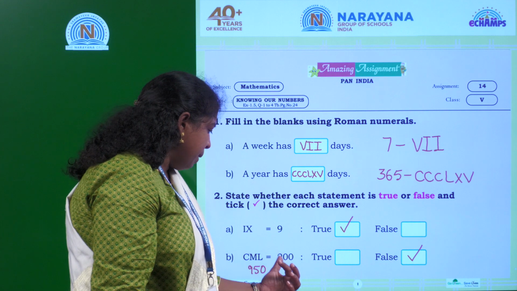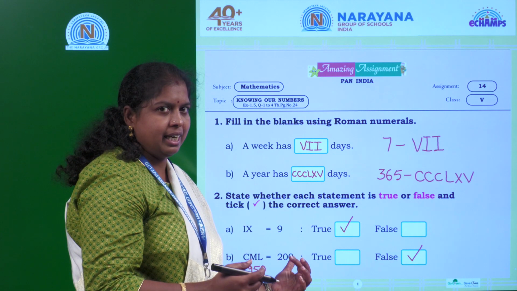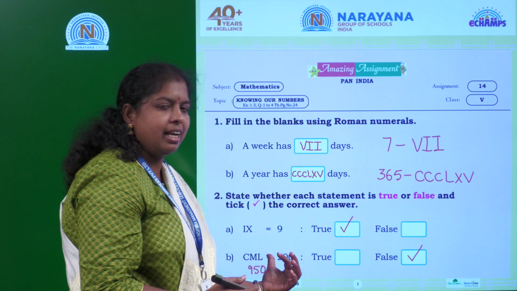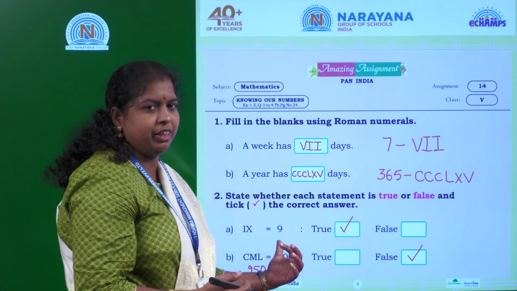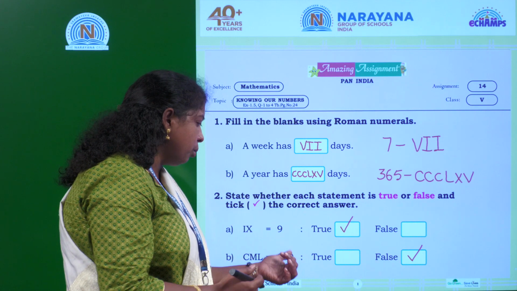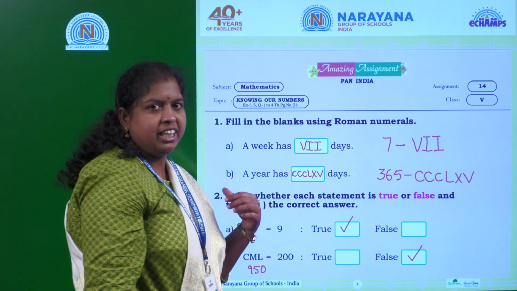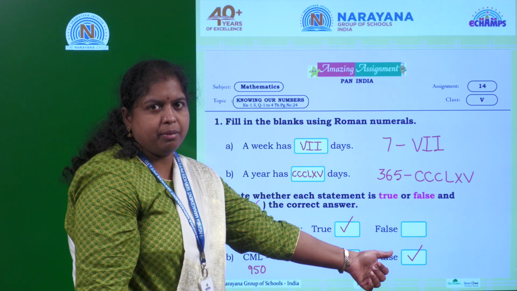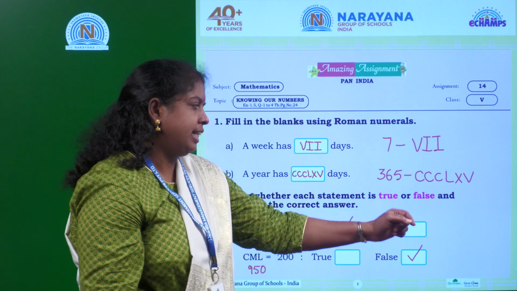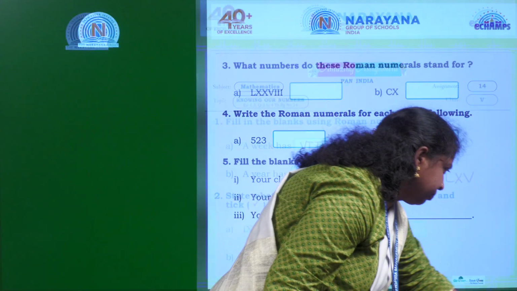Okay. CML means 1000 minus 100, 900, plus L, 50. So, 950. But the given is 200, which is not equal. This is a false statement. Okay children, let's solve the next question.